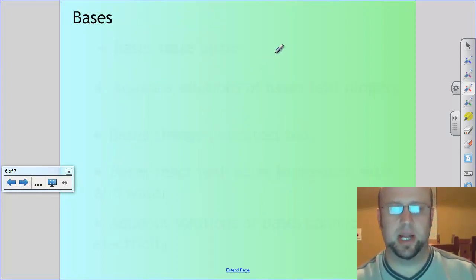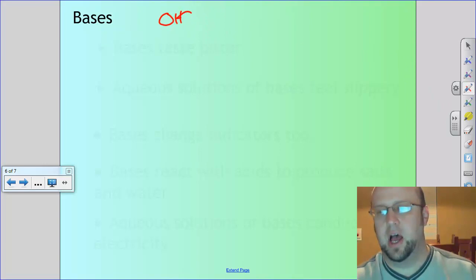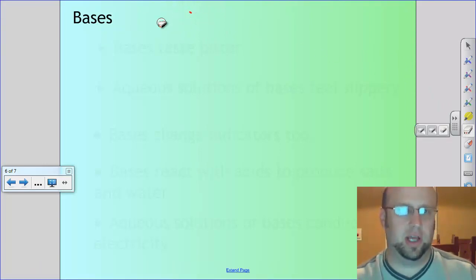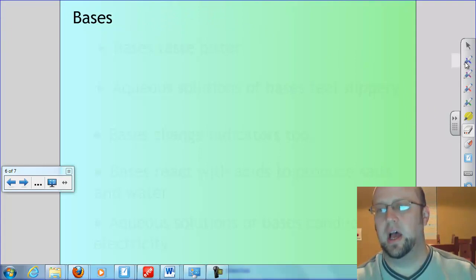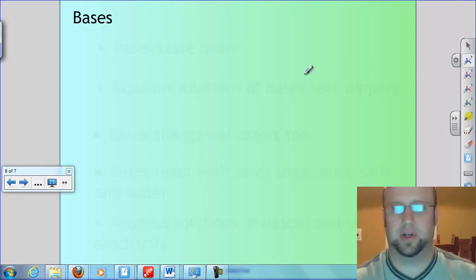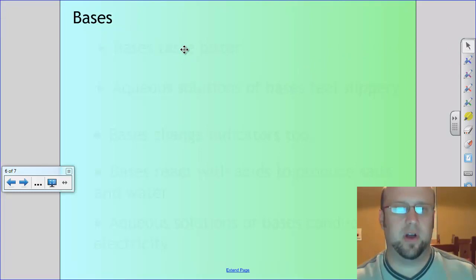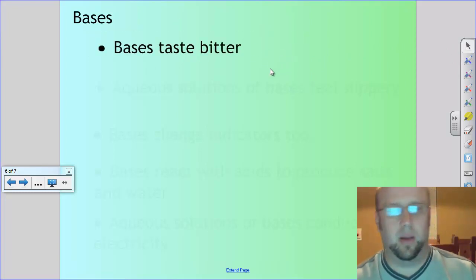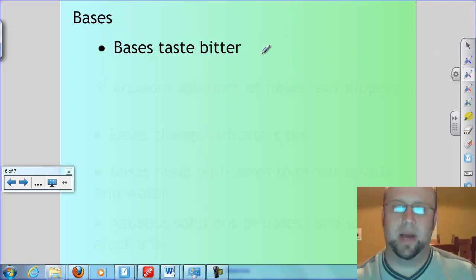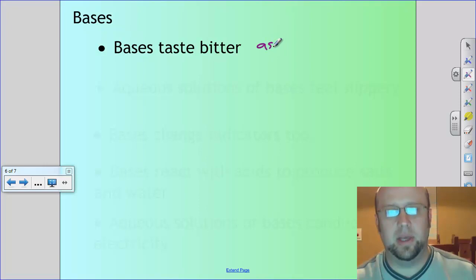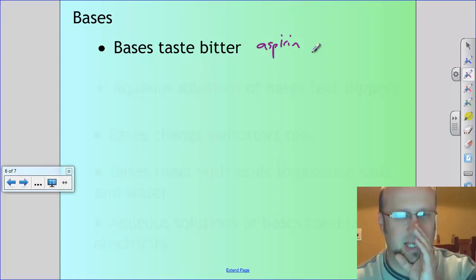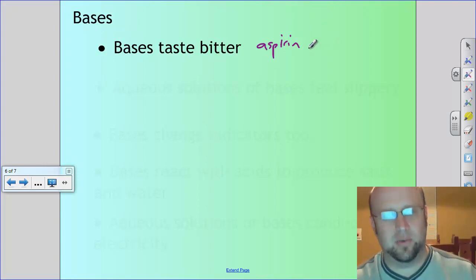Okay, let's talk a little bit about bases. Remember that sort of a characteristic of what a base is something that produces hydroxide ions. But what do bases look like? Like, how could you identify something as a base if you didn't know what the chemical formula was and all that stuff? So how can we identify it? Well, first off, bases taste bitter. Acids taste sour and kind of pleasant, but bases taste, to be honest, pretty gross. And the best way that I can sort of describe this to you is that aspirin has a real bitter taste to it, even though technically aspirin is an acid. But it has a real bitter taste to it.